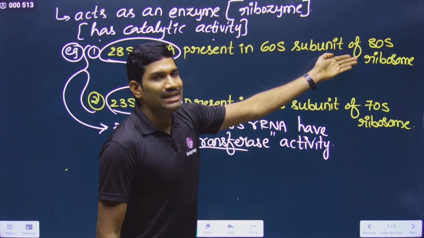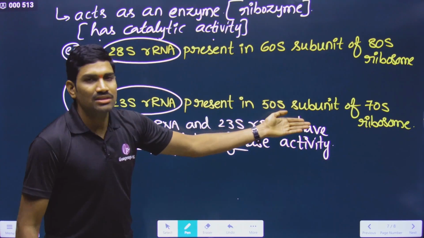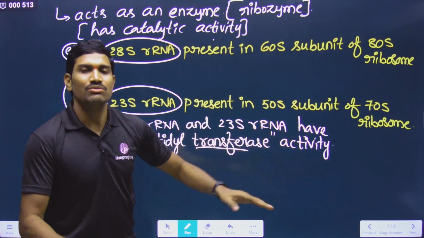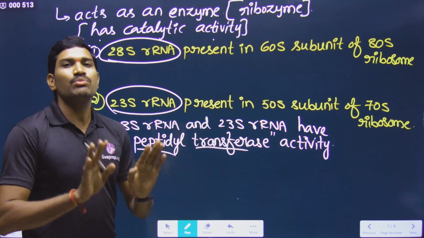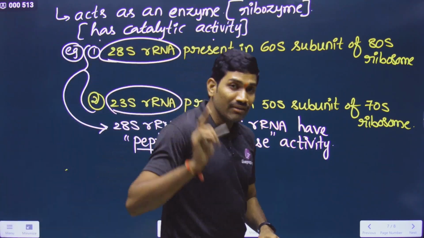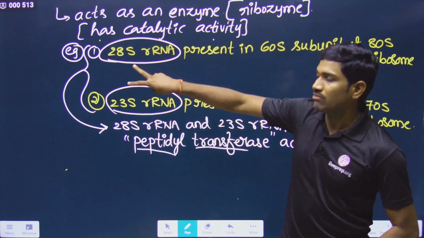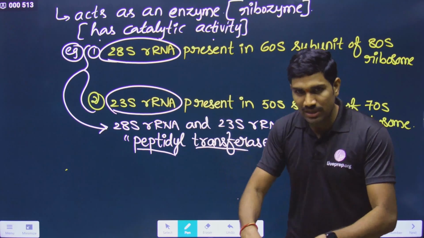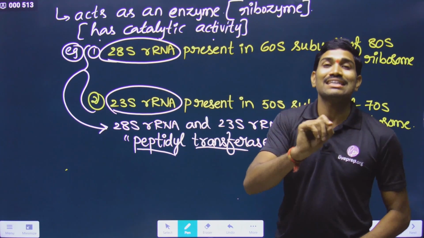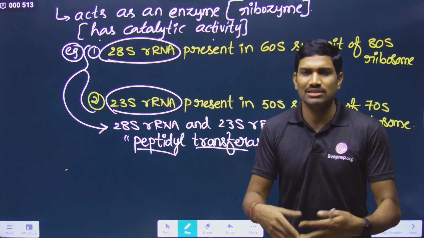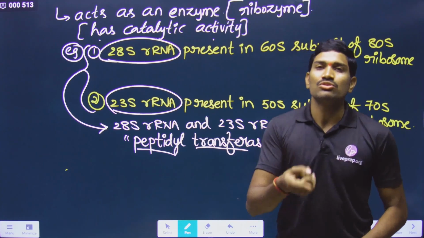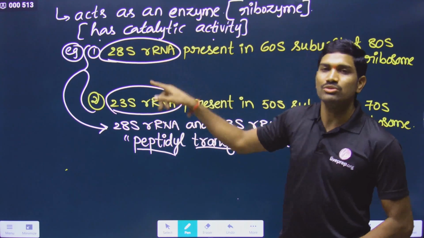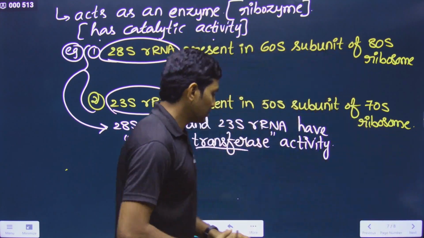This is for 80S ribosome protein synthesis. This is for 70S ribosome protein synthesis. Whatever it is, these are involved in protein synthesis. So definitely we will study these two things. In this particular chapter, there is a concept called translation. What is translation? Synthesis of protein is called translation. So at that time we will study about these two things. Clear? These are the two examples.